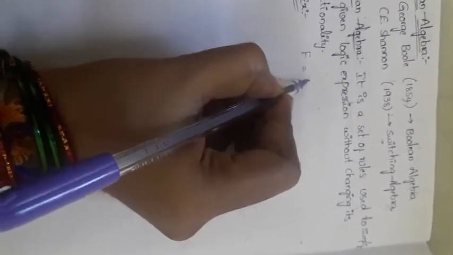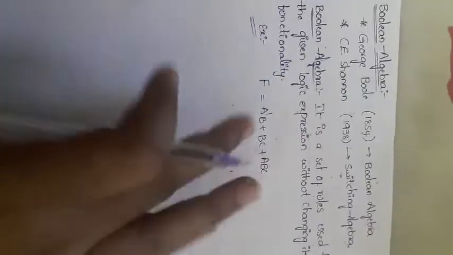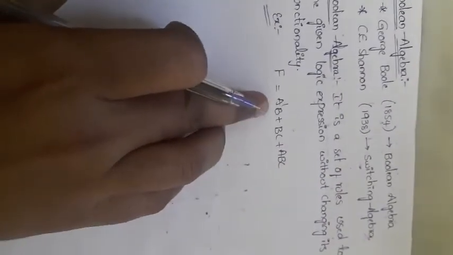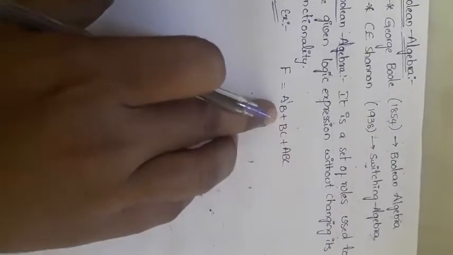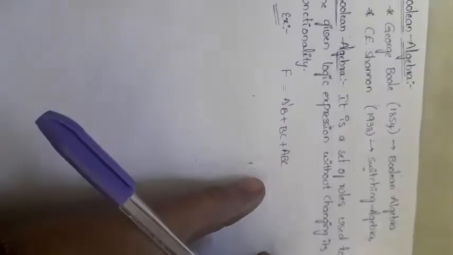Now we will see one example for this. I am taking one example related to a logic expression, which I can define as F equals A complement B plus BC plus ABC. This is our logic expression. In Boolean algebra, we can write a logic expression by using AND implementation or OR implementation.